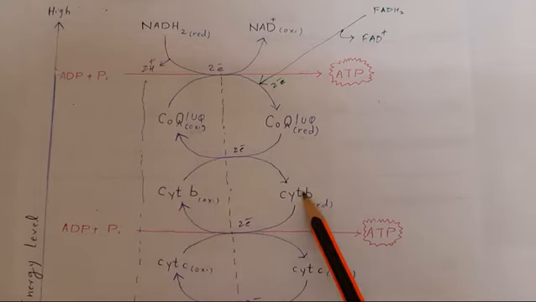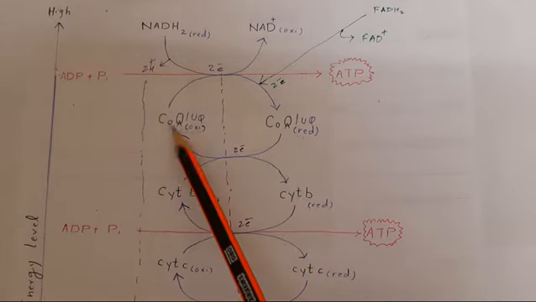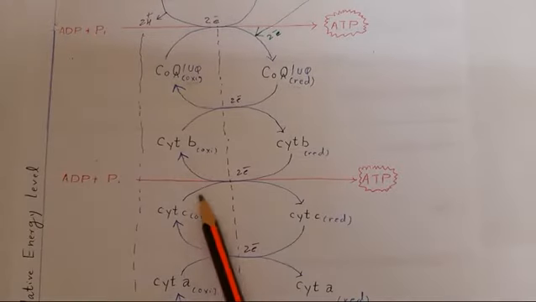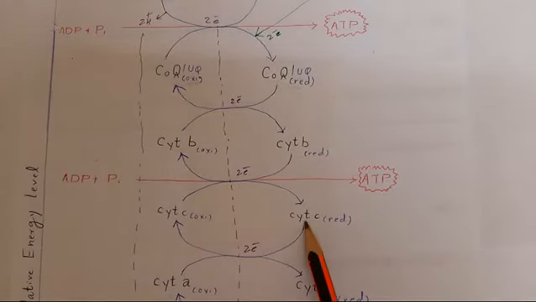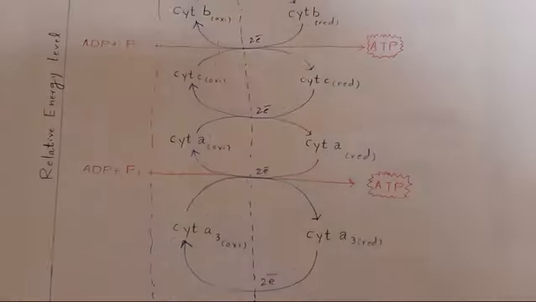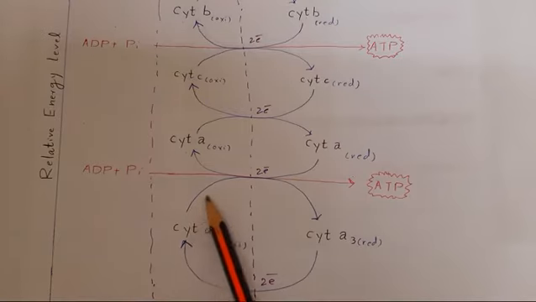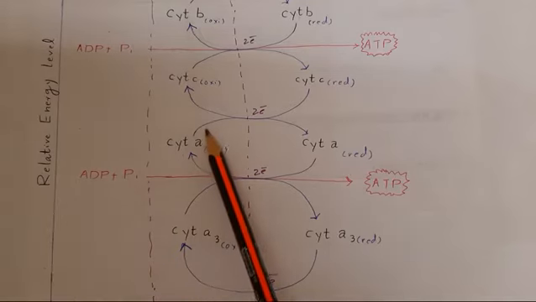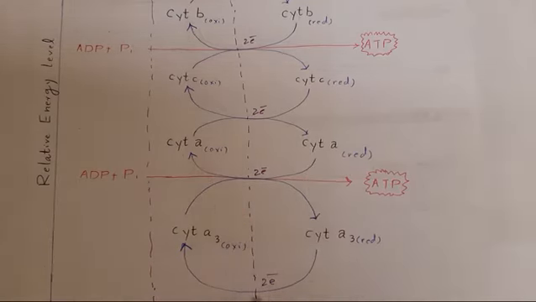So the cytochrome B is reduced and the coenzyme Q is oxidized. In the next step, now the cytochrome C gains these electrons, is reduced, and the cytochrome B is oxidized. Then the cytochrome A is reduced and the cytochrome C is oxidized. Then cytochrome A3 is reduced, gains electrons, and cytochrome A is oxidized. So the coenzyme Q and cytochromes are alternately reduced and oxidized, reduced and oxidized.